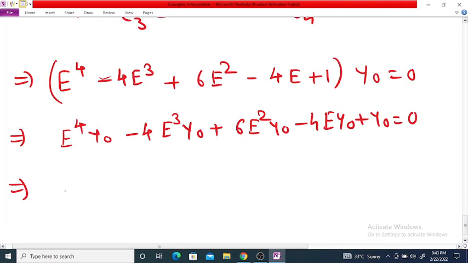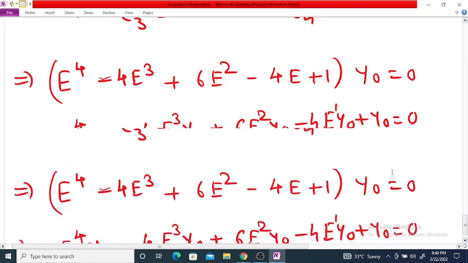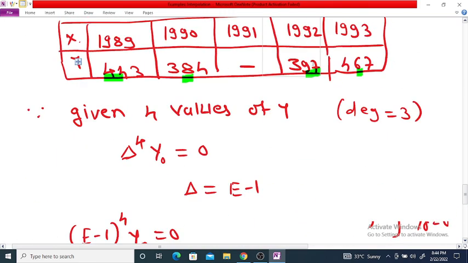Here it is y0 plus 4, so it is y4 minus 4y3 plus 6y2 minus 4y1 plus y0 equal to 0. Now, y4, y0, y1, y2, y3 and y4.